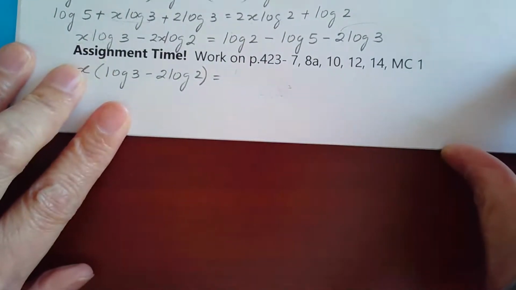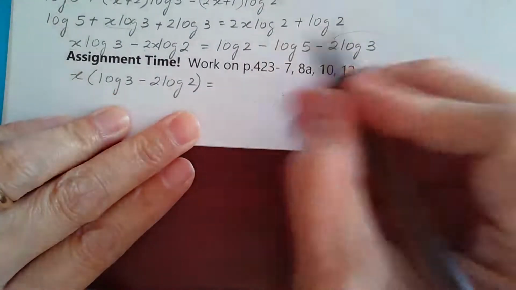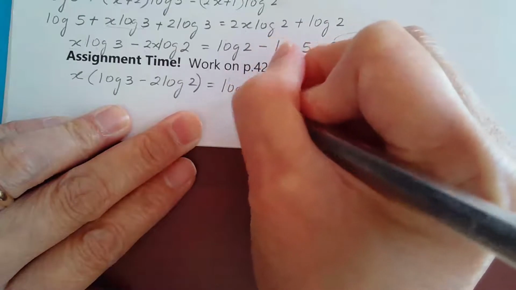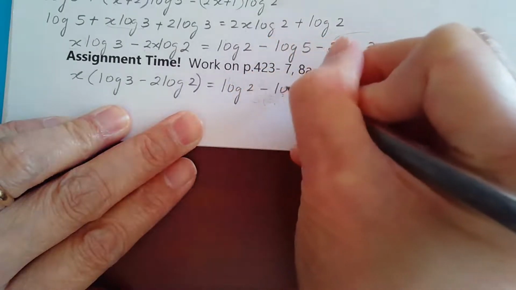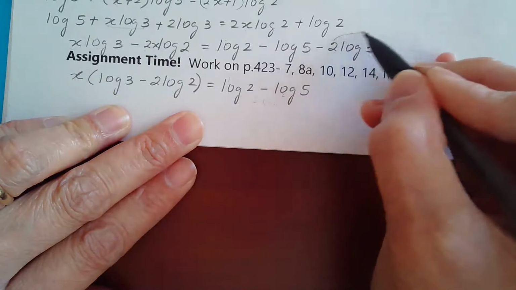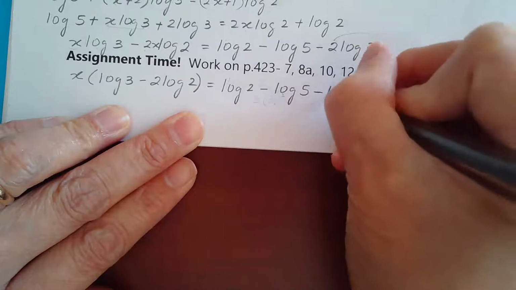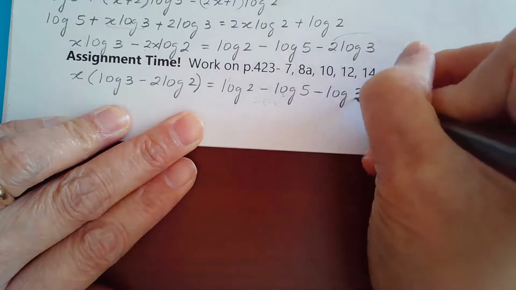Okay, so just in case you're watching this and you're like, what just happened? Okay, I'm going to go log 2 minus log 5. This 2 will be going up here to make it squared. So negative log 3 squared.